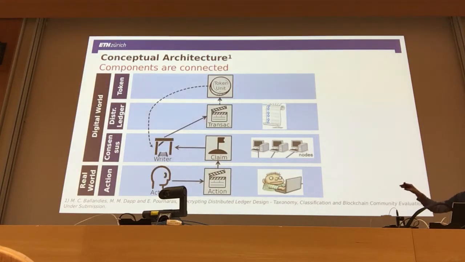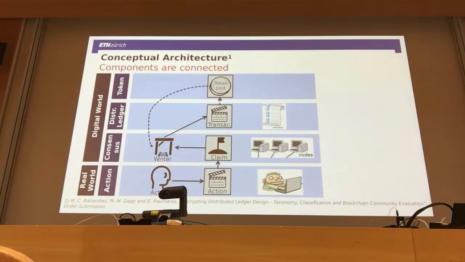So we have actors in this action component, and I can make an action. I can click a button. Then I send this claim to the network. Writers take this claim, and after deciding it's correct, they write it as a transaction to the distributed ledger. And then in some cases of these blockchain systems or distributed ledger systems, a new token gets created, which is awarded to the one who actually wrote to the distributed ledger, for doing the work. It's kind of an incentive system.